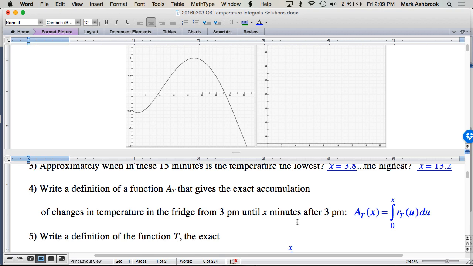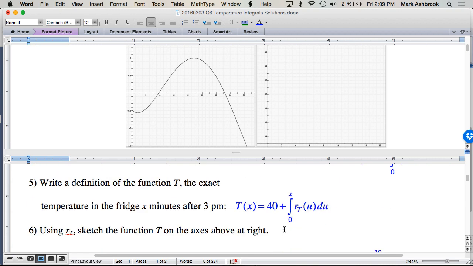Okay. So then what's the definition of capital T? If this is the net accumulation of changes in temperature, and we want T, the actual temperature, we're going to add 40, right? So we're going to have the same function that we're going to add 40 to, because now we're going to start at 40. You can think about this 40 as all the accumulations of changes in temperature up to 0. All the changes before got us to 40. And now starting from 0, we're going to add our changes according to the integral. And that will give us the temperature.